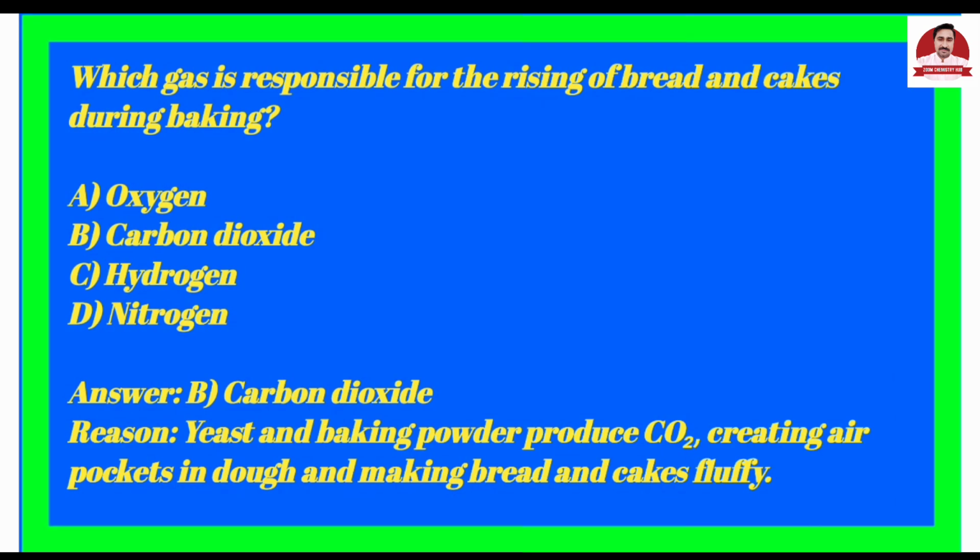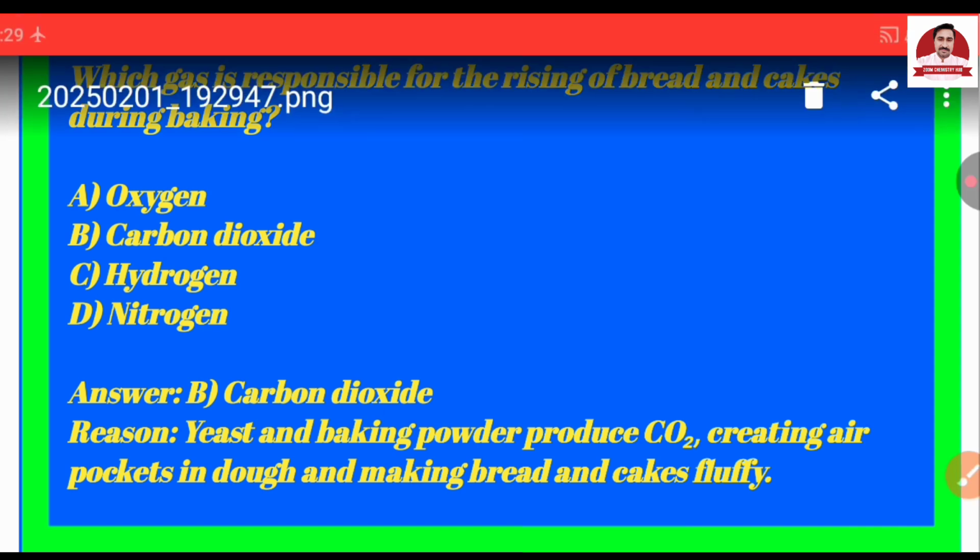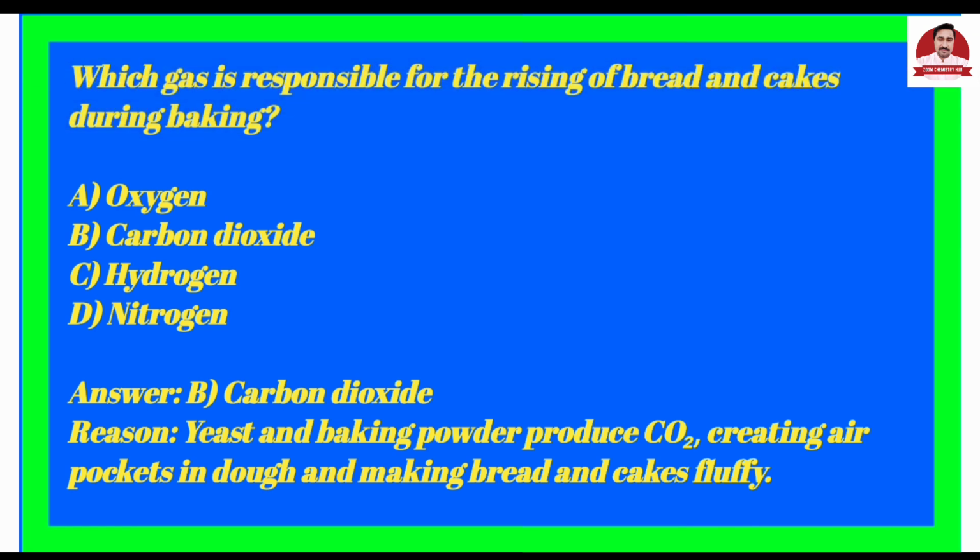Next question. Which gas is responsible for the rising of bread and cake during baking? Option A, oxygen. Option B, carbon dioxide. Option C, hydrogen. And option D is nitrogen. And the correct option is option B, carbon dioxide.